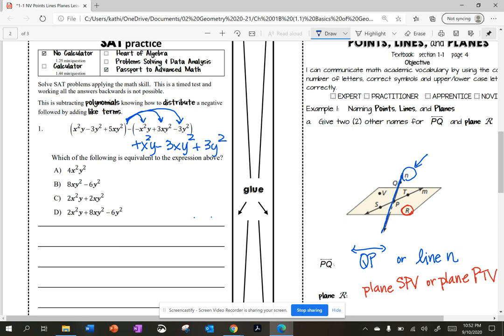So which one is equivalent? Now I want to combine like terms. I have x squared y and x squared y, which is 2x squared y. So I know I'm not A or B. And then I have 5xy squared and a -3xy squared. So I have 2xy squared. So my answer is C. It's the end of the lesson.